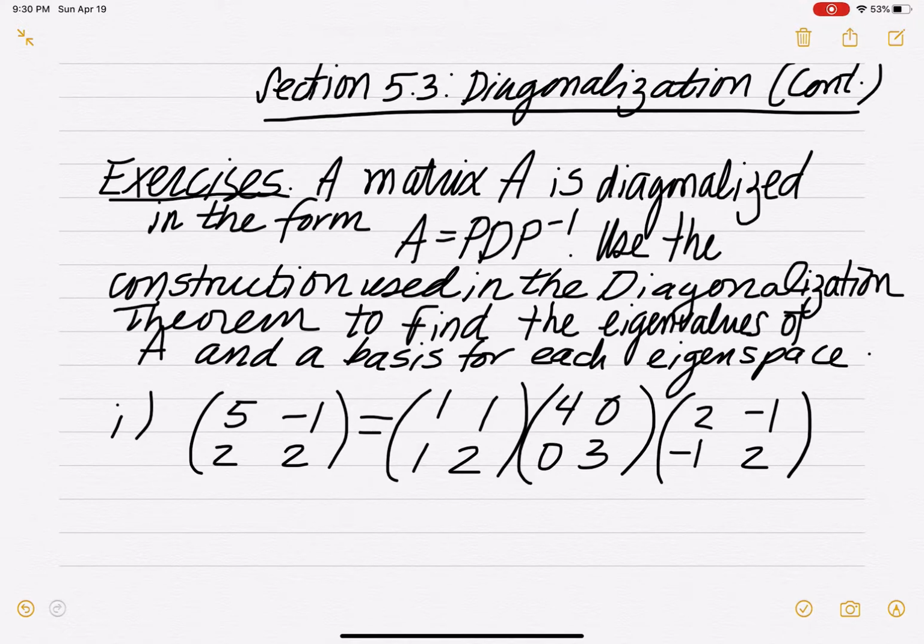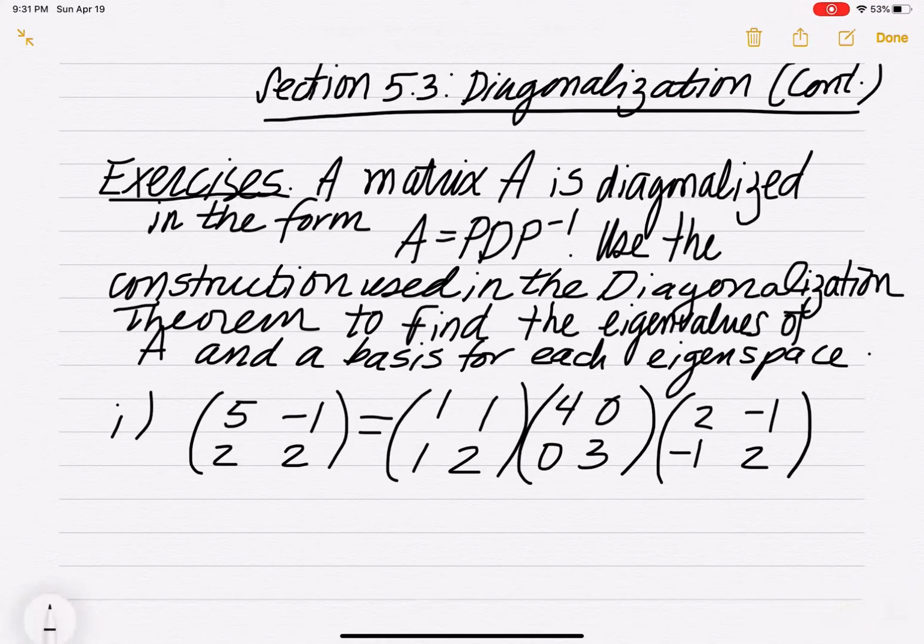So here we have a matrix A that is diagonalized. It's already diagonalized for us in the form A = PDP inverse, right? That's the form that diagonalization takes. A is similar to a diagonal matrix via P, right? A is equal to PDP inverse. Use the construction used in the diagonalization theorem to find the eigenvalues of A and a basis for each eigenspace.